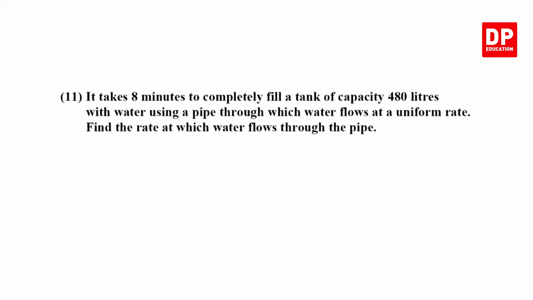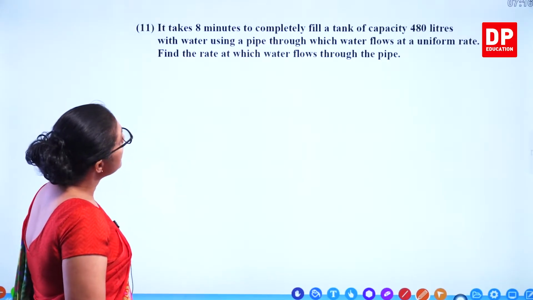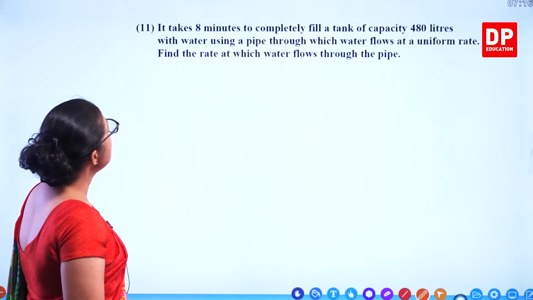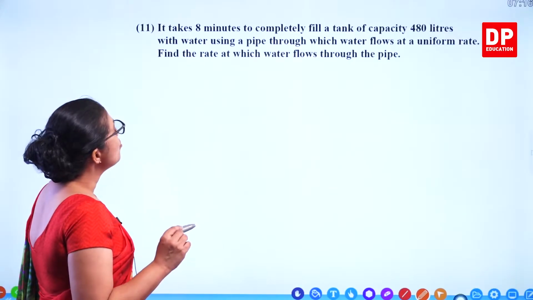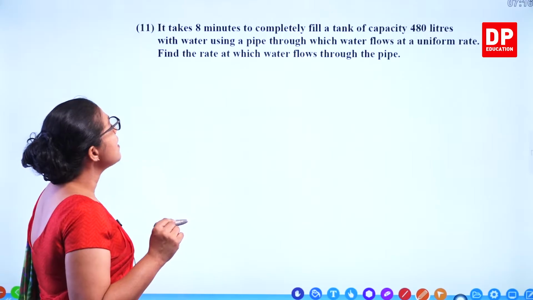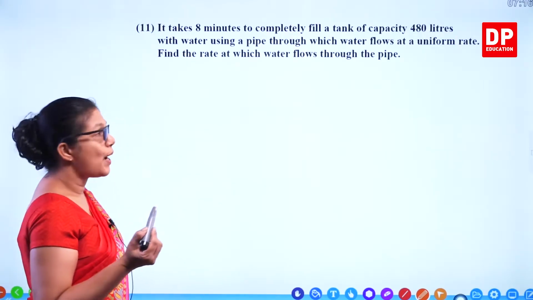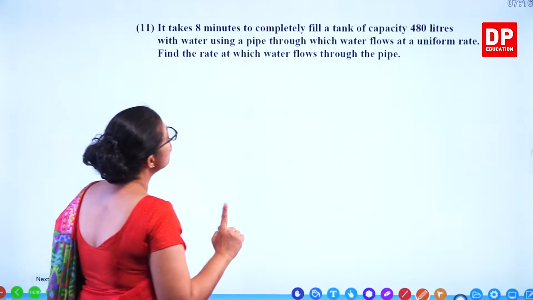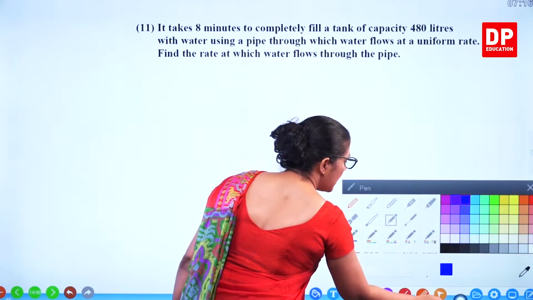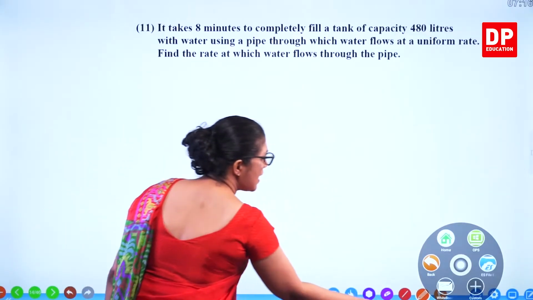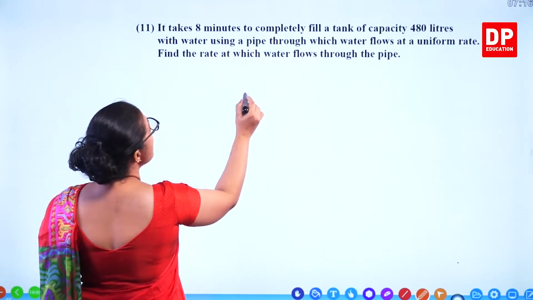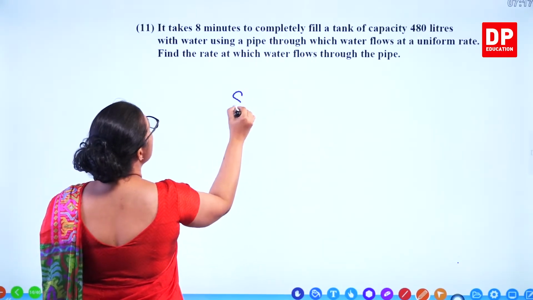Question number 11. It takes 8 minutes to completely fill a tank of capacity 480 liters with water using a pipe through which water flows at a uniform rate. Find the rate at which water flows through the pipe. 8 minutes to completely fill a tank with capacity 480. So it says 8 minutes.